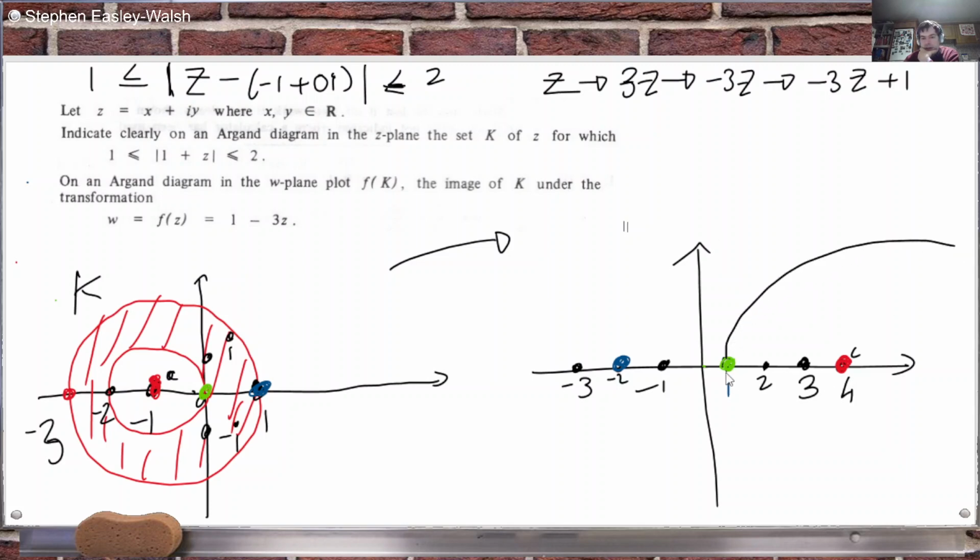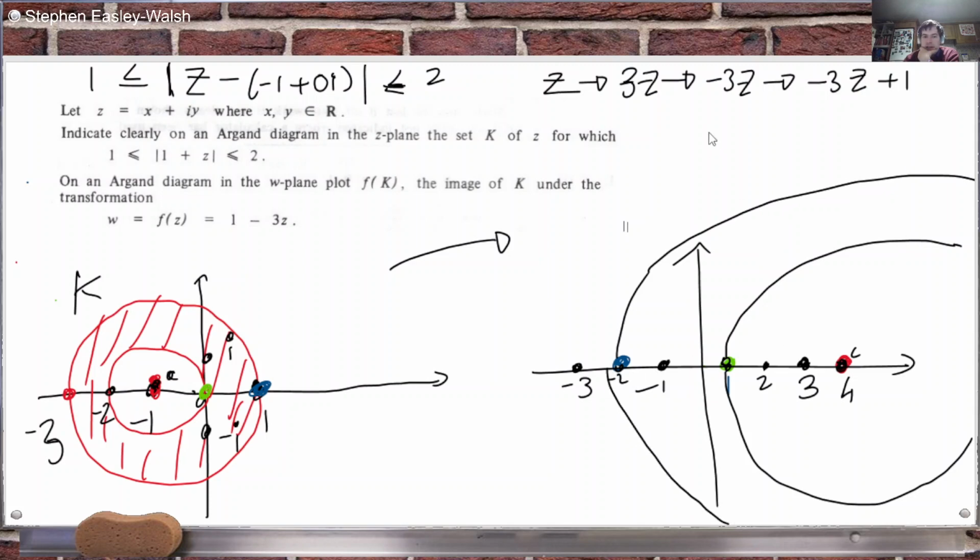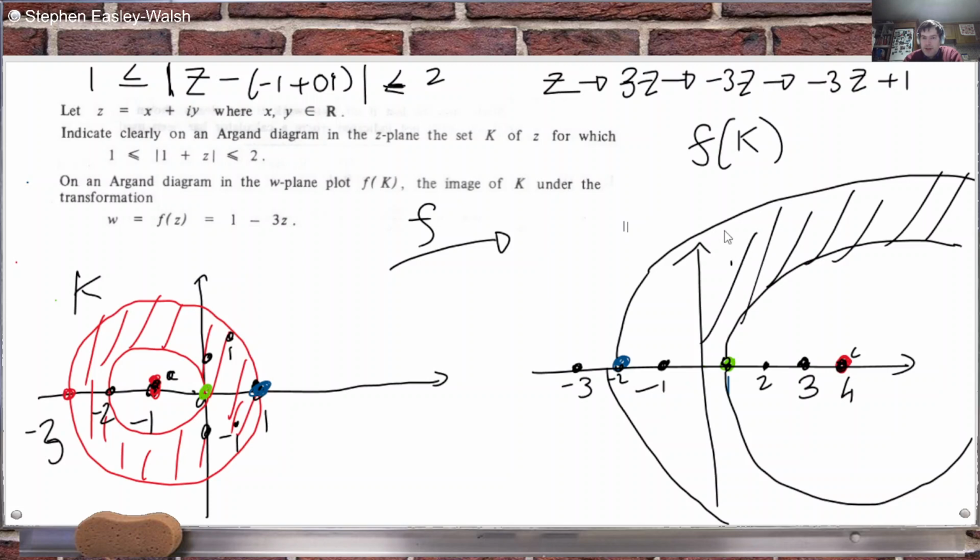Kind of gone off the page. That's f of K. So it's bigger because of the 3. It gets flipped through the y-axis, but that doesn't change much because if those two guys move to the left, it's still a circle. And then it gets translated to the right 1 unit. So it's bigger and to the right and actually flipped around, but you can't tell. Yeah. Okay. I think that's it.